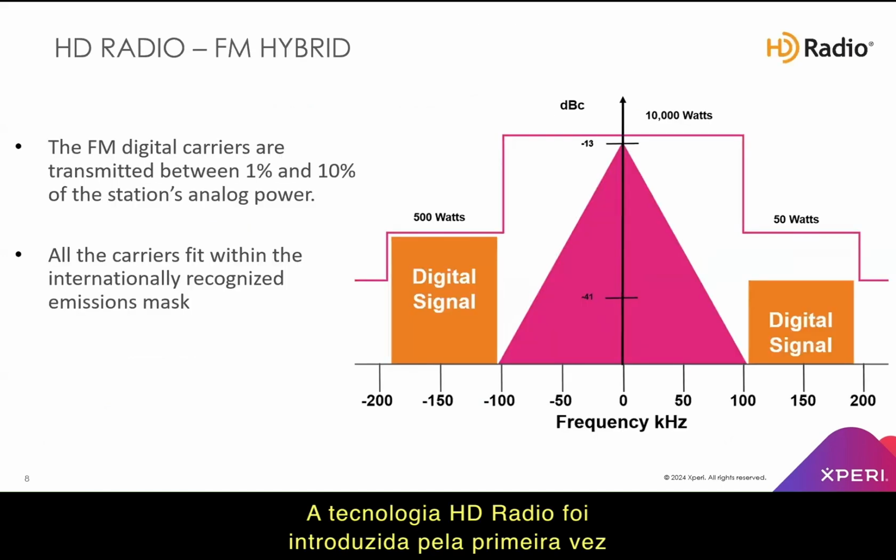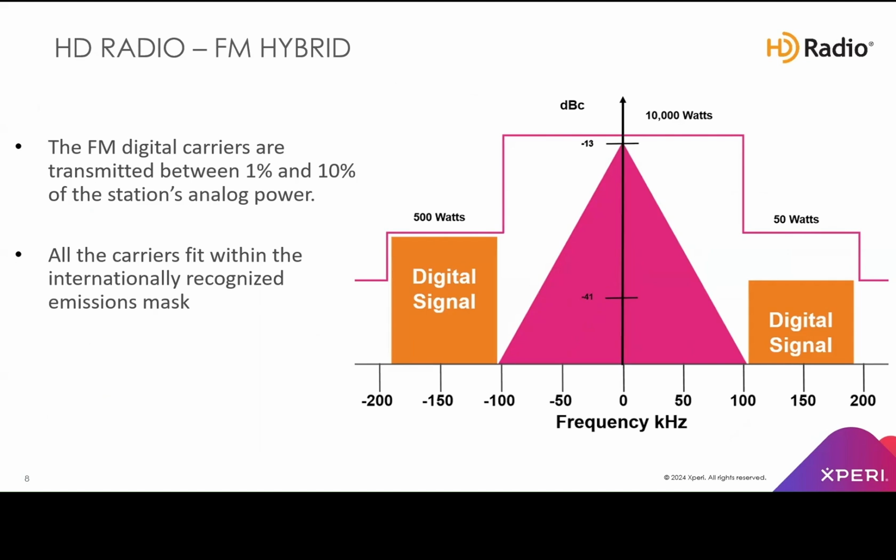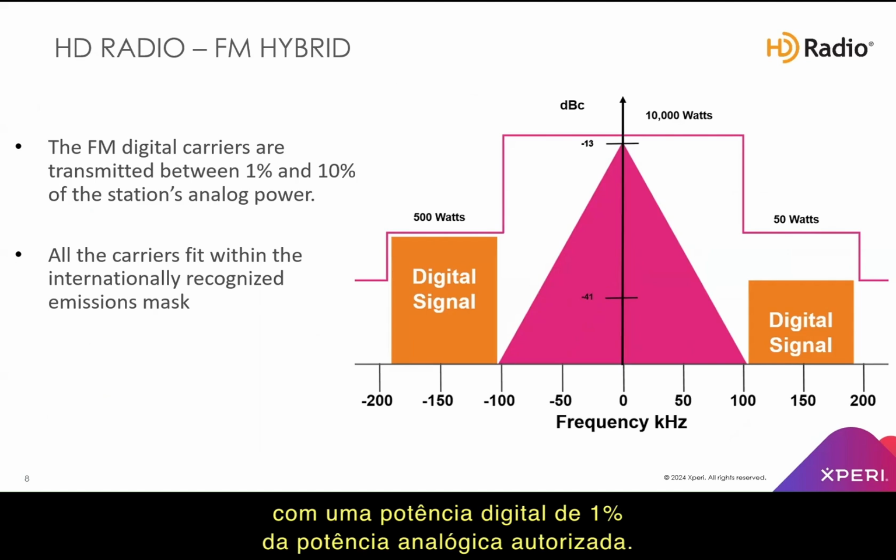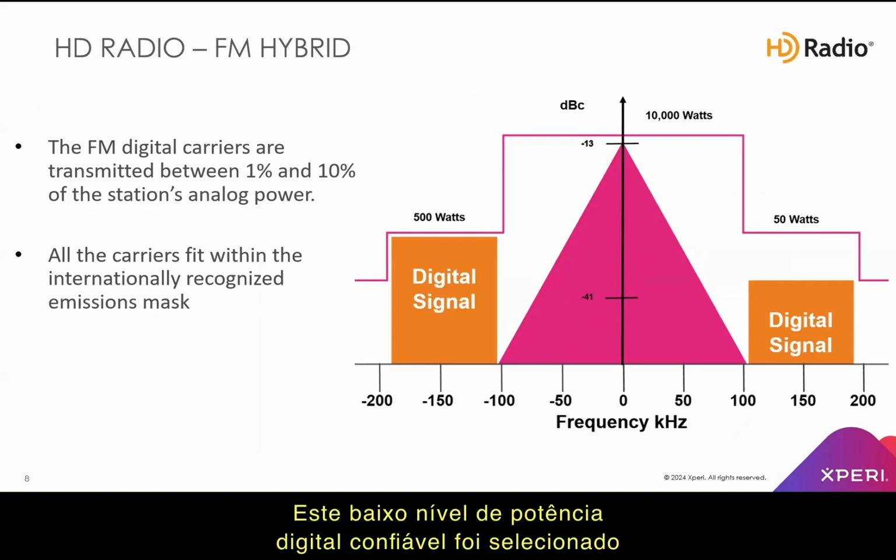HD Radio technology was first introduced with a digital power of 1% of the authorized analog power. This relatively low digital power level was selected to eliminate the possibility of creating interference.